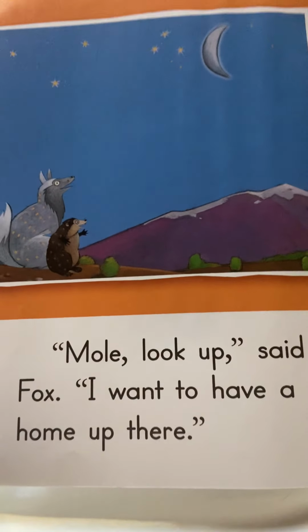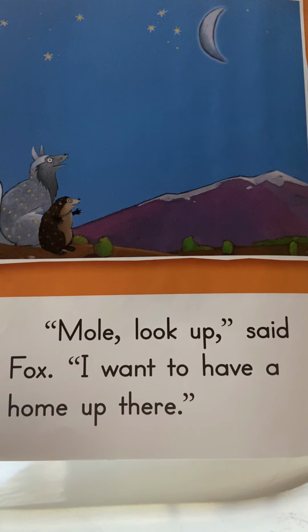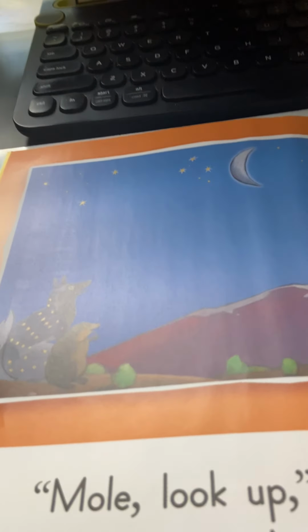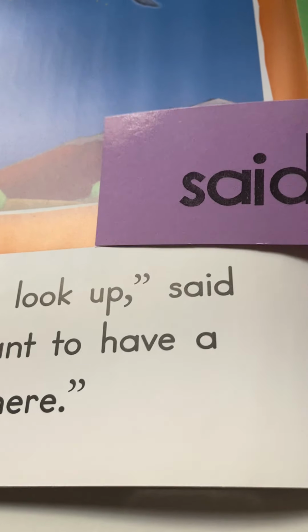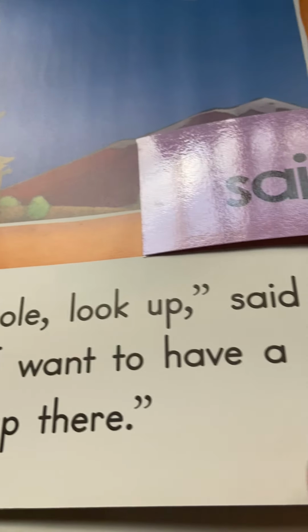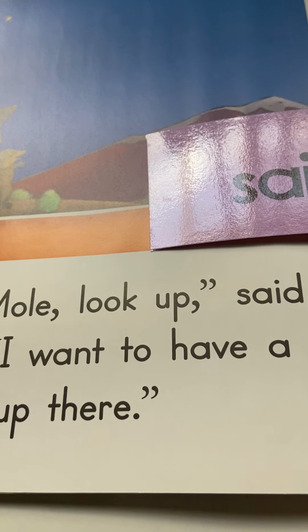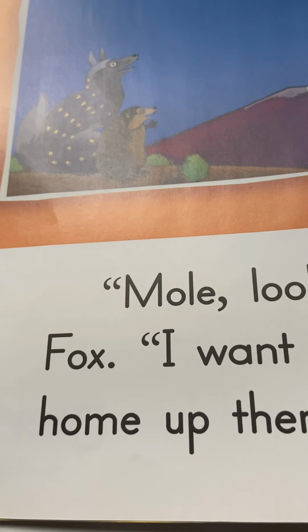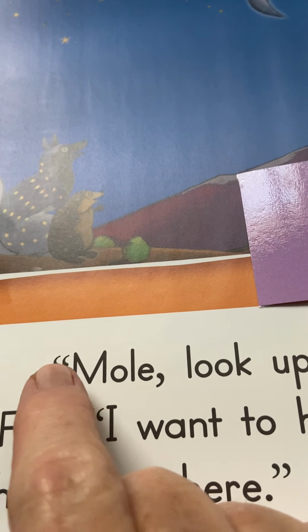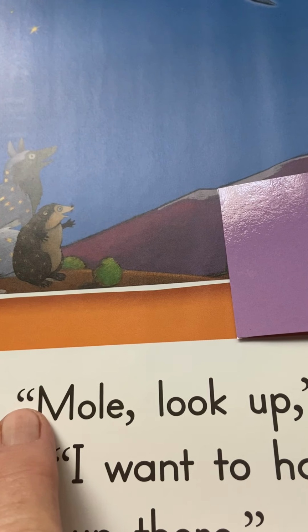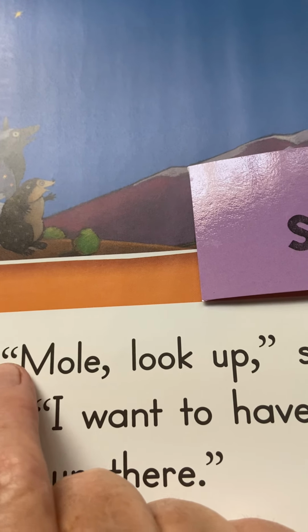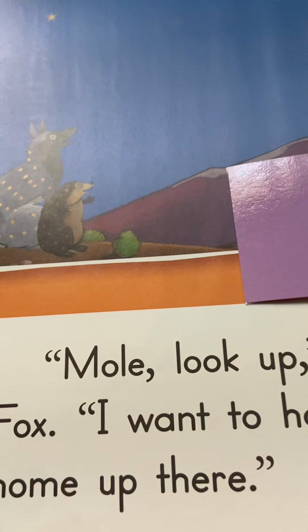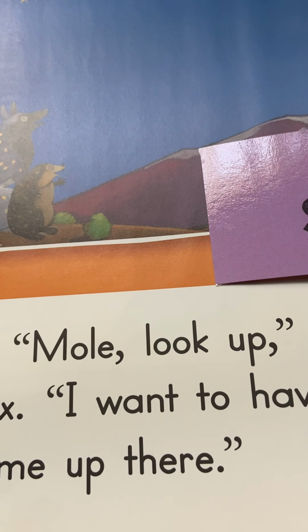Okay, so let's go back and look at the story. Mole, look up, said Fox. So we've got our sight word, said. And I want to point something out. When it says said, you know someone's talking. Who's talking? Mole, look up. Fox is talking, right? So do you guys see these marks? I know quite a few kids in my class do know what those are called, especially Ariane, Janelle, and Noah. I was reading with you guys out of some super hard books, and we talked about those.